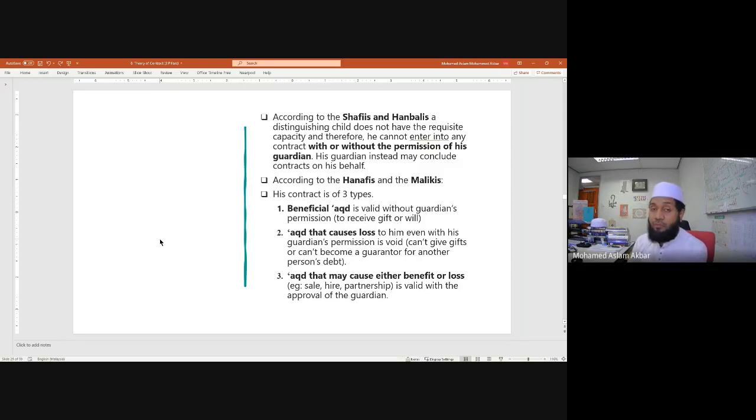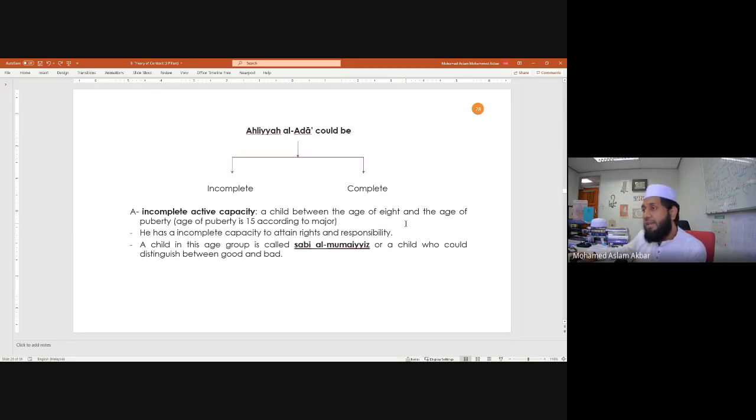But this is for Sabi al-Mumayyiz. But if the baby is, for example, 2 years old, 3 years old, 5 years old, before the age of 8, as mentioned here, right?